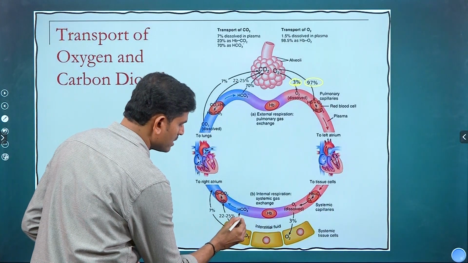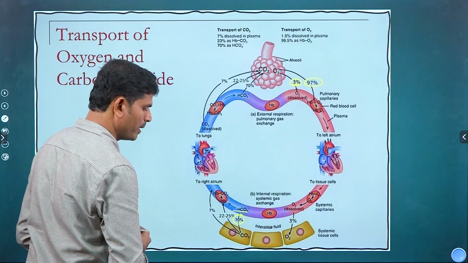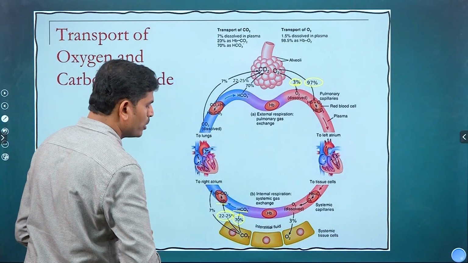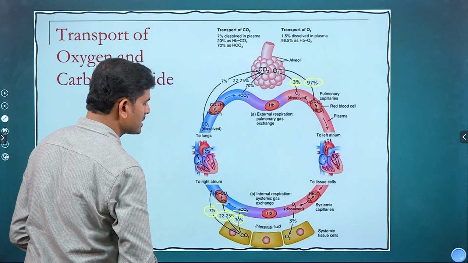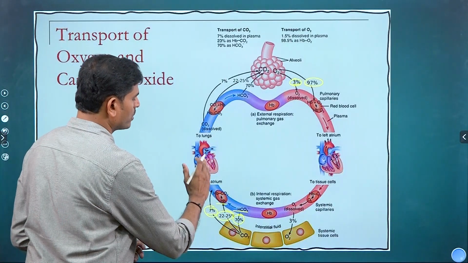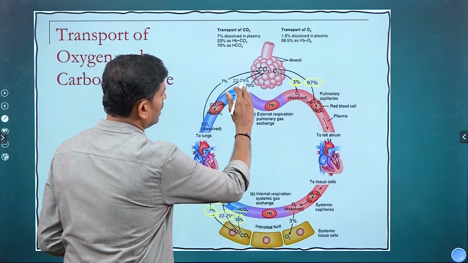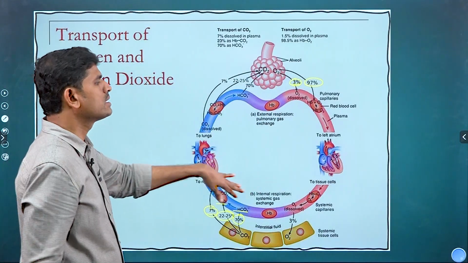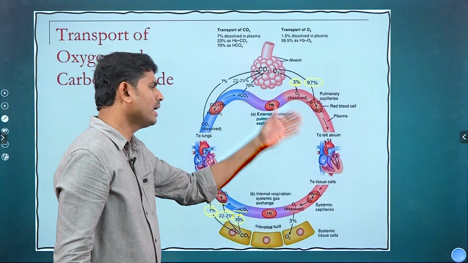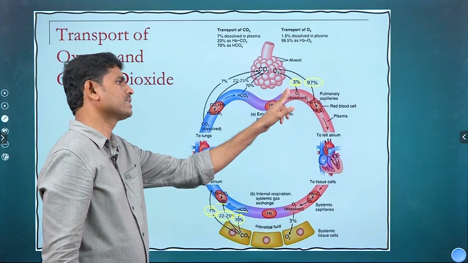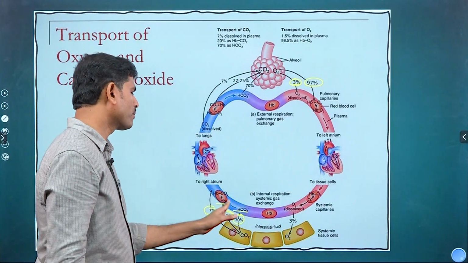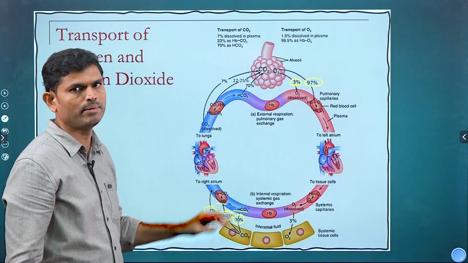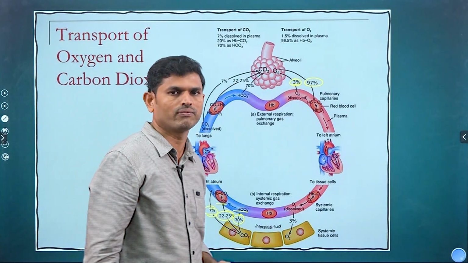So carbon dioxide here is 70% as bicarbonate ions, 20 to 25% as carbamino compounds, and 7% in dissolved form. This goes to the heart, from the heart to the lungs, where it is exchanged and sent outside. So simply this is the transportation of oxygen and carbon dioxide. If bonded with oxygen, it is red colored blood, and if bonded with carbon dioxide, it is dark colored, generally mentioned in blue color in diagrams. So this is the transportation of gases.